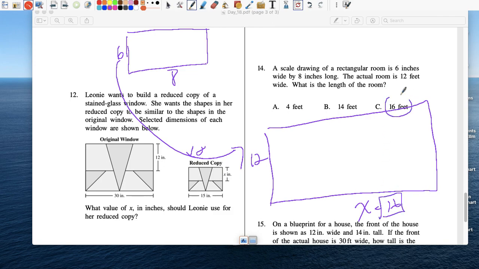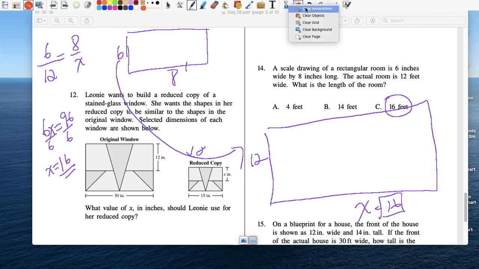This one is a very easy one. If you want to set the proportion, the ratio of these two corresponding sides, 6 and 12, is the same as the ratio of the other two sides, 8 and x. So here's your proportion. Cross multiply, you would have gotten 6x equals 96. Divide both sides by 6, and x equals 16. Whichever way you want to do it, it's fine.